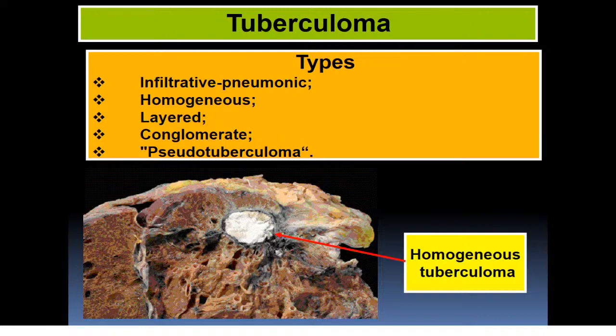This is not tuberculoma. This is a full cavity. The drainage bronchus of a cavity can be blocked, and caseous mass can accumulate inside of the cavity. And on X-ray, in this case, we can see a formation that looks like tuberculoma.